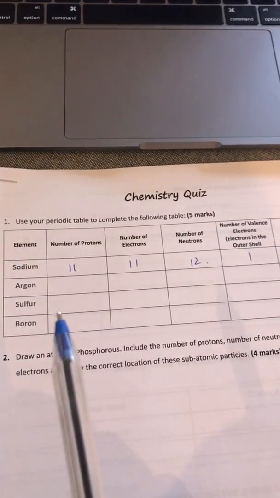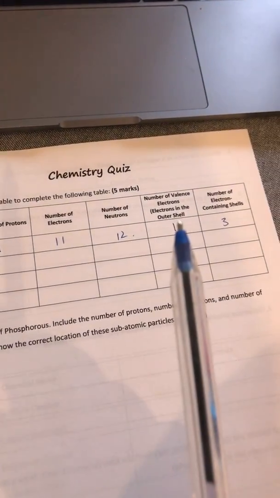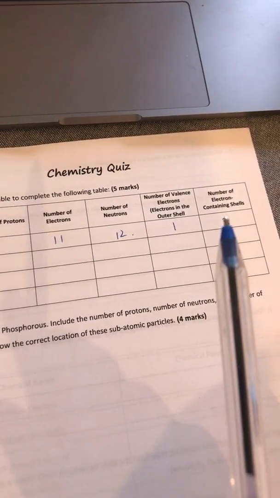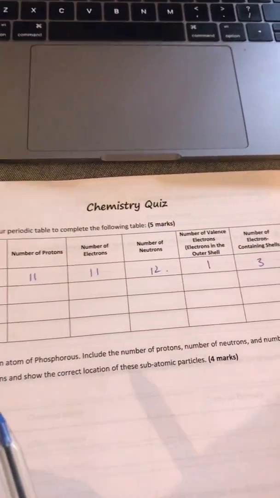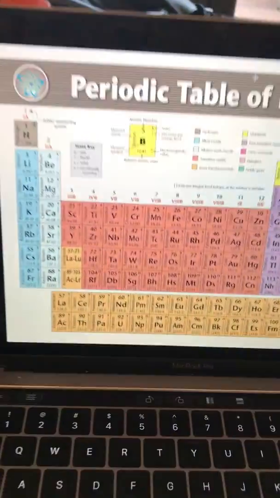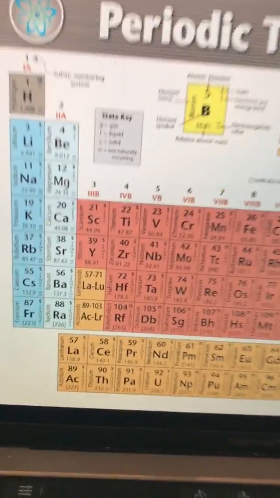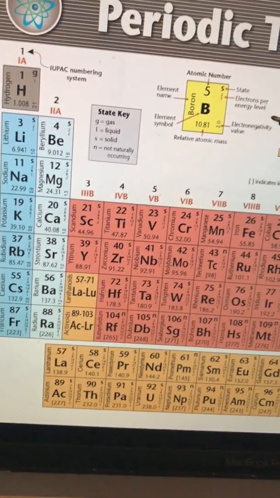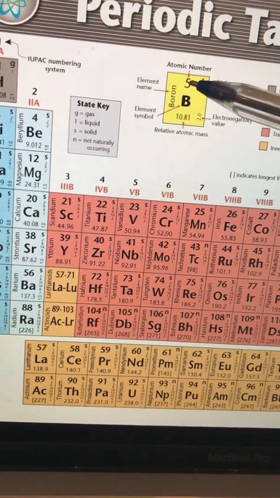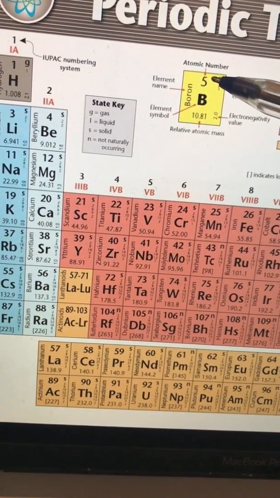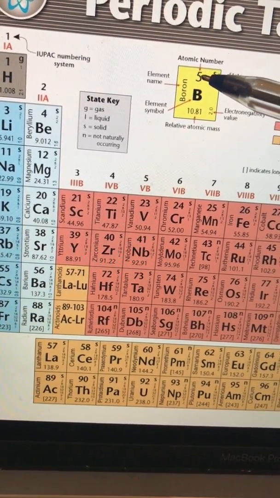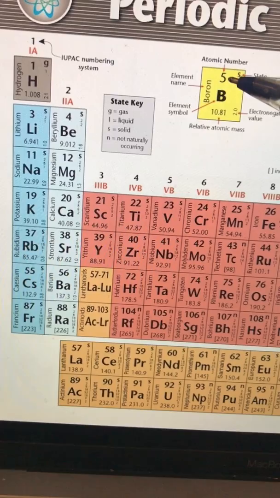So here we needed to do number of protons, electrons, neutrons, number of valence electrons, and number of electron-containing shells. We get all that information from the periodic table. If we look at our periodic table, we can see that for sodium, which is the first one, and we've got a little key up here, atomic number is the number of protons, and it's also the number of electrons, because the positives and negatives in an atom will be equal.